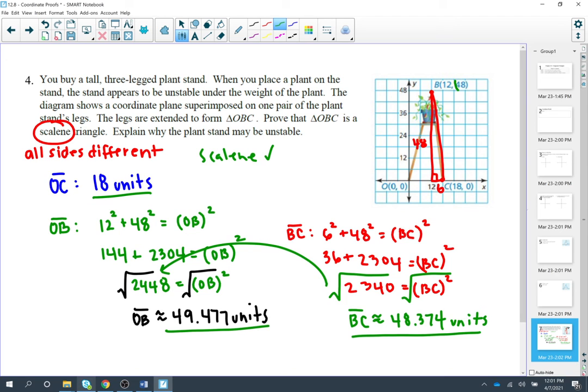If you were going to construct a plant stand that you wanted to be stable, I would imagine that you would want it more centered. So instead of having your plant stand sit here, you'd almost want that center point over here so that you had the same distance on both sides. Which means if you wanted this to be stable, what you would really want is, instead of a scalene triangle, an isosceles triangle so that the weight distribution was centered in the middle.